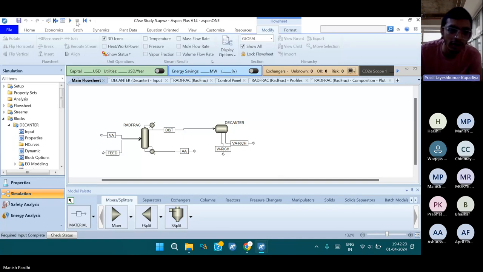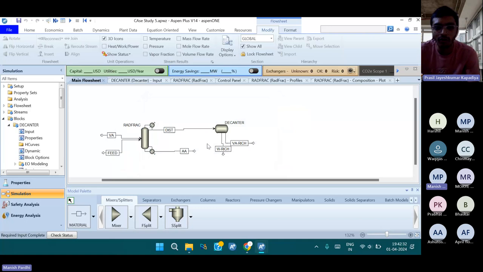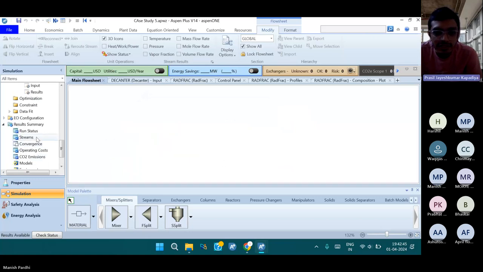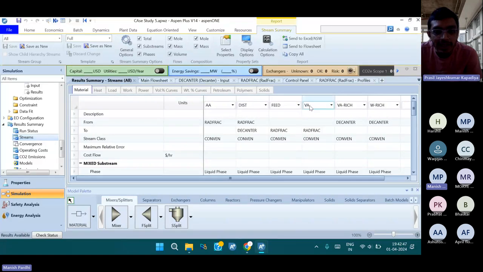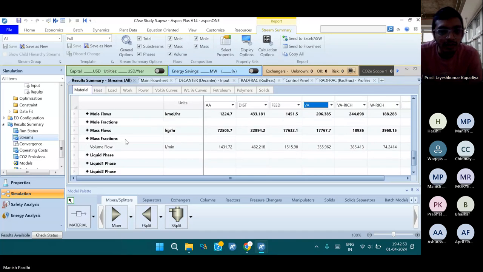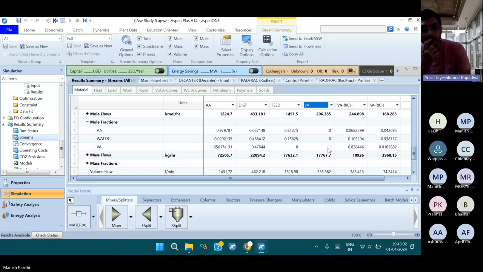Sensitivity part is also inactive, right? Yes. Okay. I just want to see what we are getting without vinyl acetate. Oh, results available. Go to results. Streams. Acetic acid. First one only. I just want to see. Mass flow. Just show me the value of mass flow.